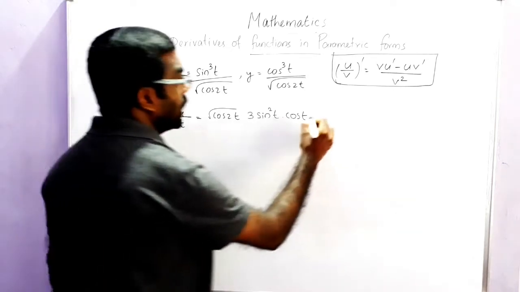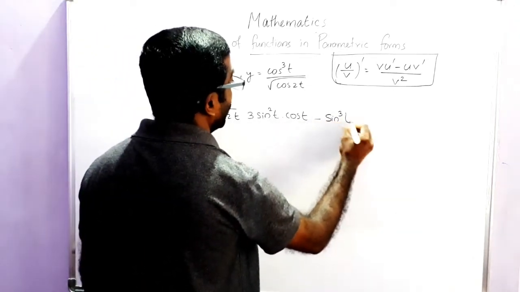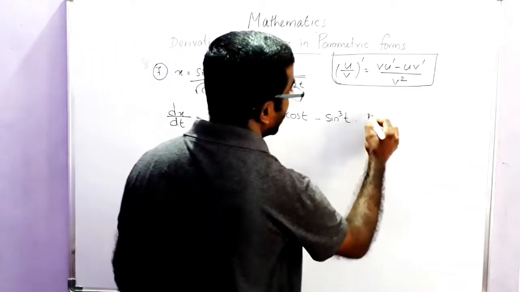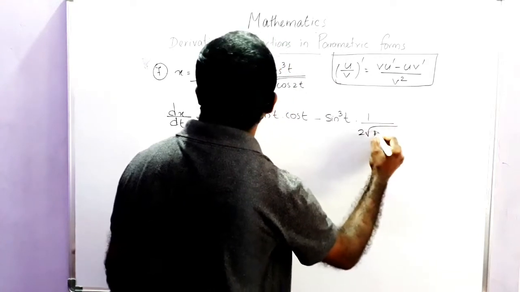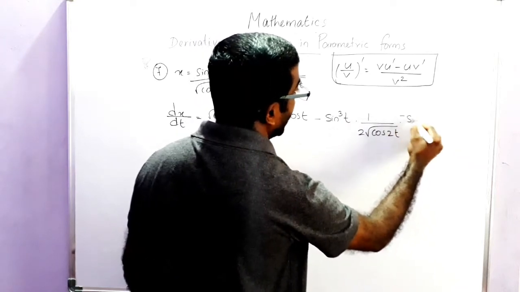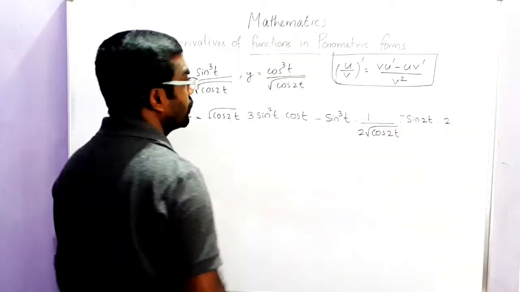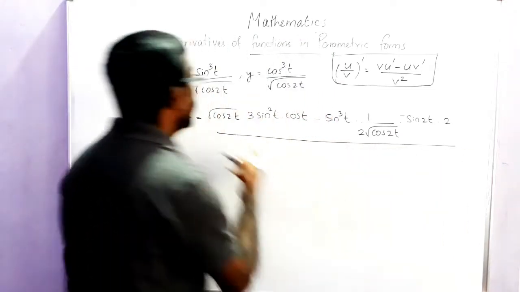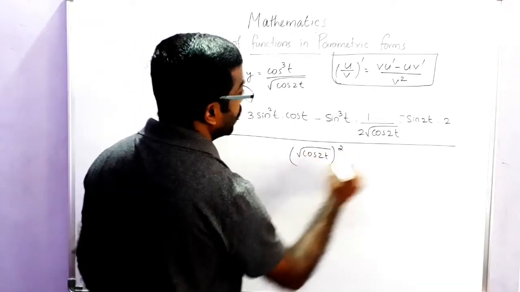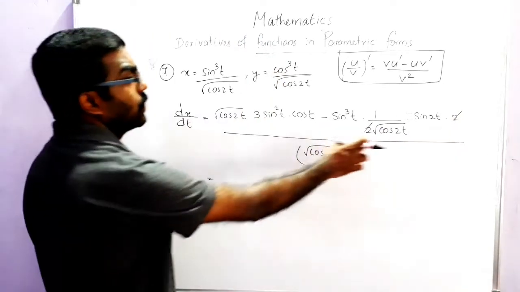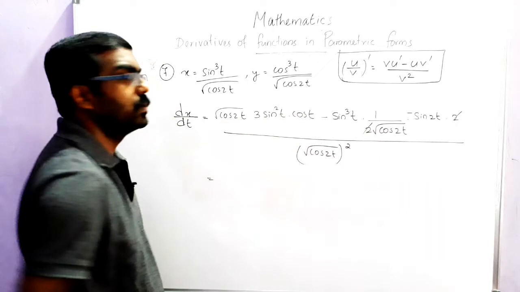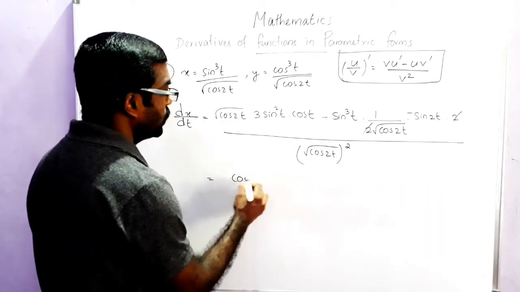Clear? Then minus numerator into sin cube t into derivative of denominator, that is derivative of root cos 2t, root x derivative 1 by 2 root x, so 1 by 2 root cos 2t into derivative of cos 2t and it is minus sin 2t into 2 whole divided by square of the denominator, that is root cos 2t the whole square. Here 2 and 2 can cancel. This root cos 2t we can cross multiply, root cos 2t into root cos 2t, root changes cos 2t.